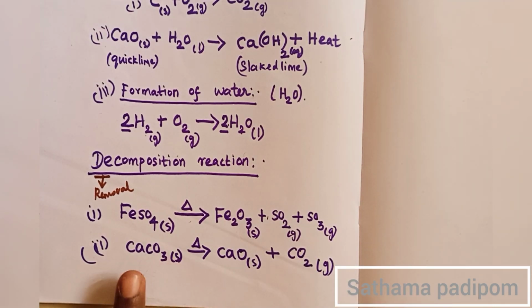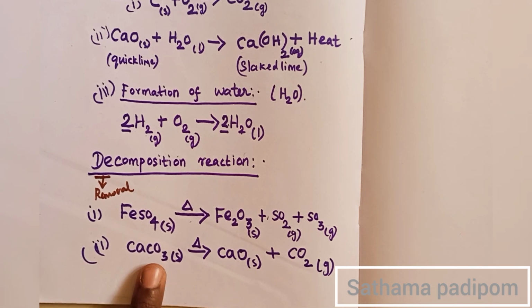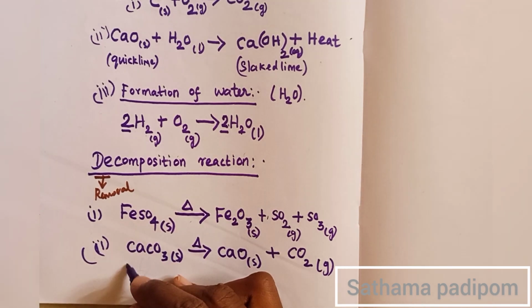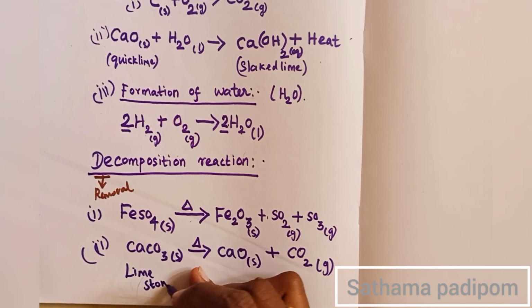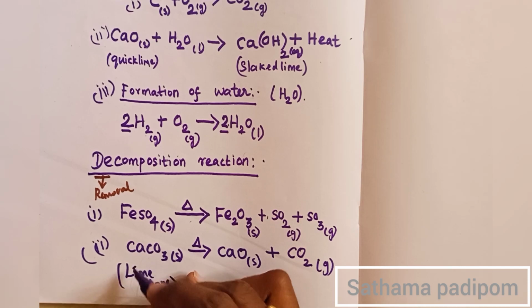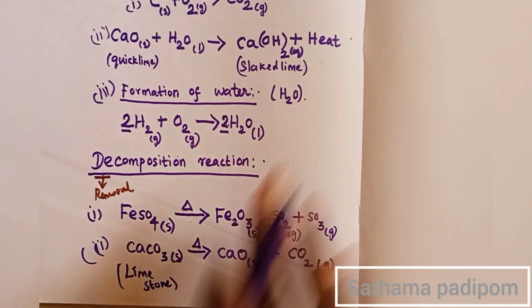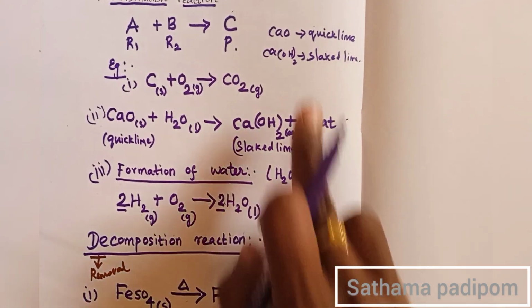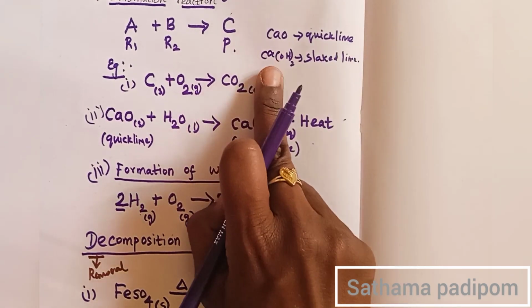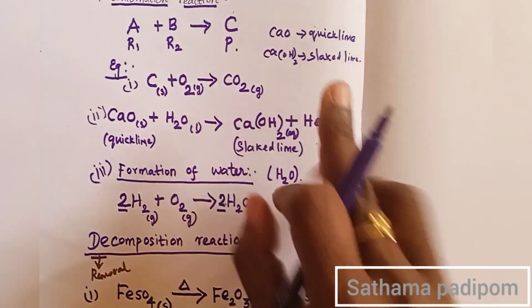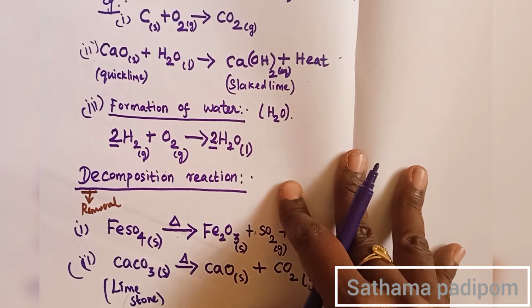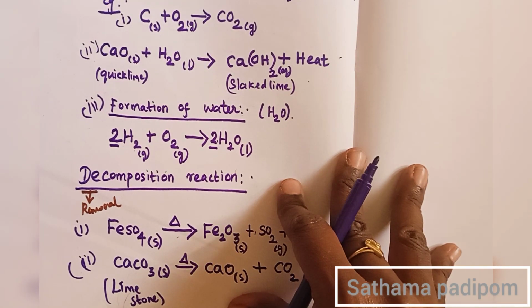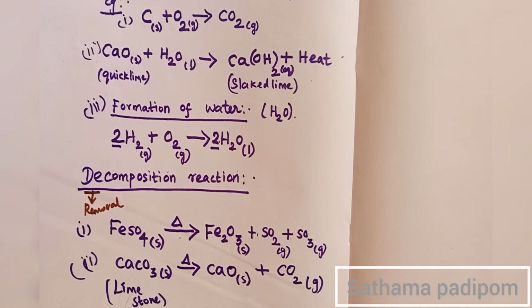So what is the common name for calcium carbonate? Limestone. Okay, limestone. This is the third common name we are learning here. The first one is calcium oxide, quicklime. Calcium hydroxide, slaked lime. And the third we are learning is calcium carbonate, limestone. Okay. So how can we say this?